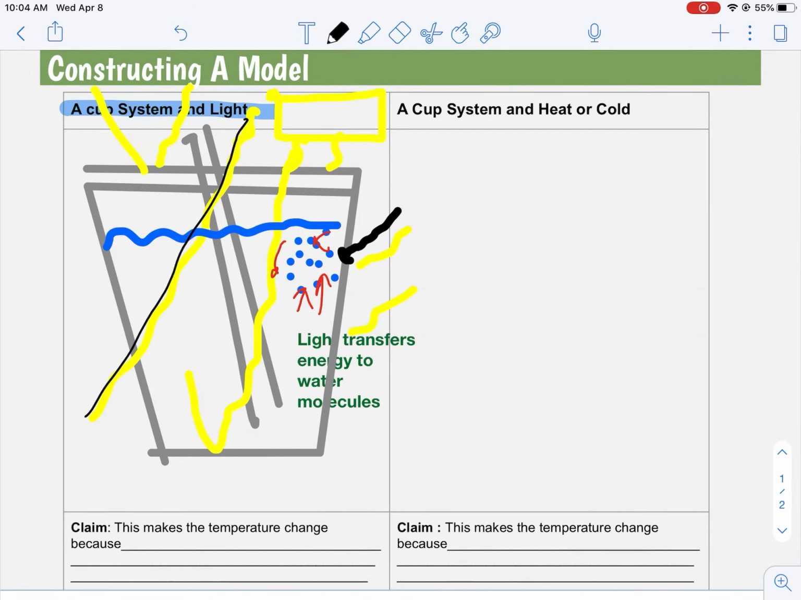So again, this model is trying to show us how does the light influence the cup system? Does it change the temperature of the liquid in the cup, or doesn't it? So I want you to put down your initial ideas.